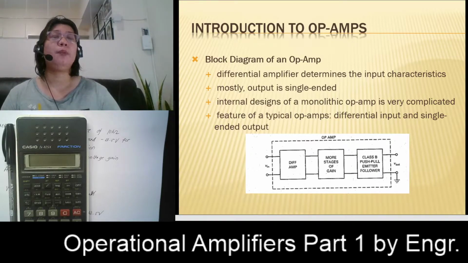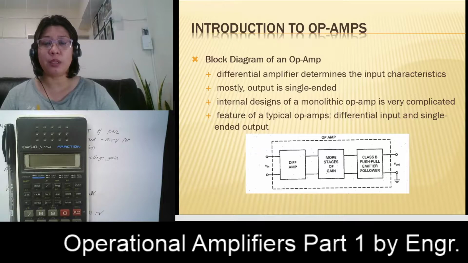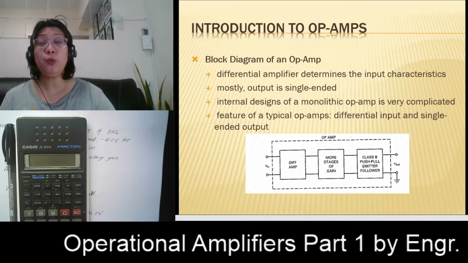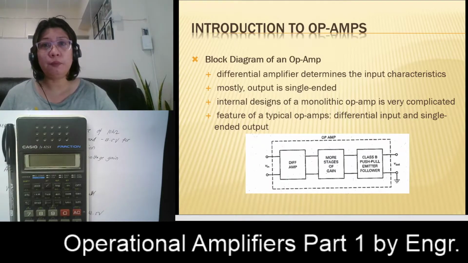Since the input part of our op amp is a differential amplifier, your differential amplifier determines the input characteristics of our op amp. From our previous video regarding differential amplifiers, some of the characteristics of the differential amplifier provide the input characteristics for our operational amplifier. One of those is the two input terminals. What do we call the two input terminals of a differential amplifier? We have the inverting input and the non-inverting input.